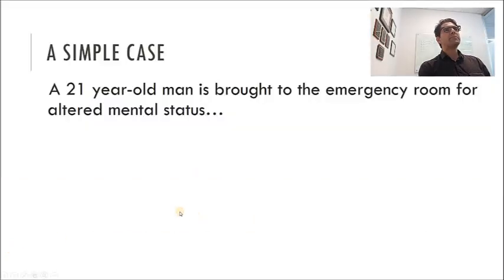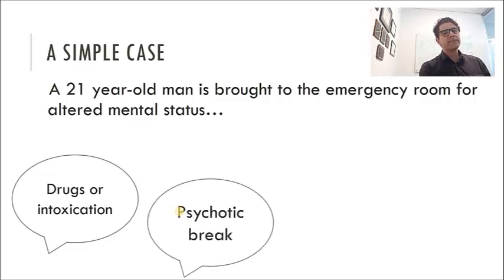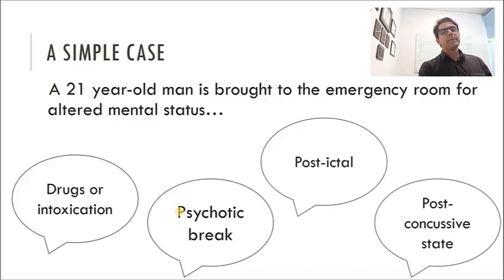A 21-year-old man is brought to the emergency room for altered mental status. Well, I may not even have to give you any more information. In fact, if I give this problem representation to a group of third-year students, they start making diagnoses right away. They tell me, hey, he's on drugs, or he's intoxicated, or he's got a psychotic break. This is new onset schizophrenia, or he's post-ictal, or he's post-concussive. People are able to generate a very rudimentary list of diagnoses from a very simple rudimentary problem representation.